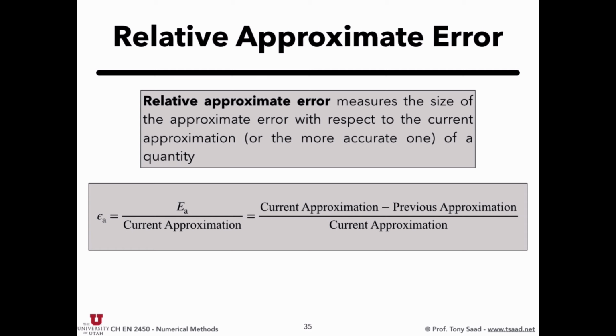Again, we're going to use an epsilon for relative errors, epsilon A, to introduce the idea that this is an approximate error, and it's current approximation minus previous approximation over current approximation. Always think of current approximation as the more accurate approximation, the one that has more terms in it, a lower tolerance. It's going to depend on the problem you're dealing with.